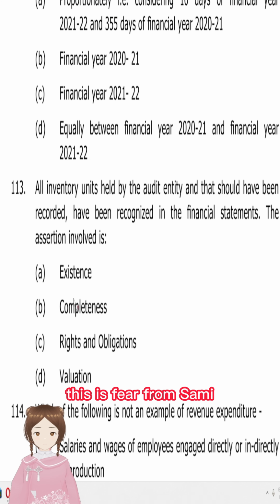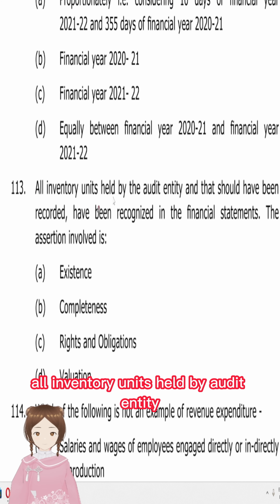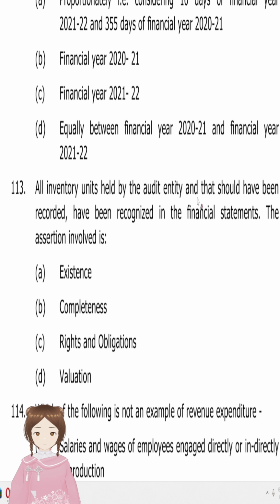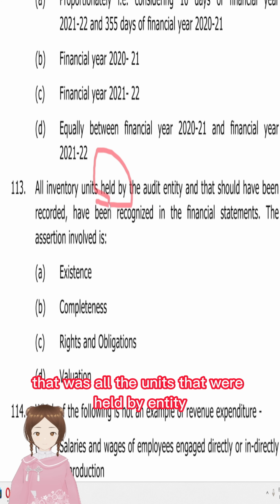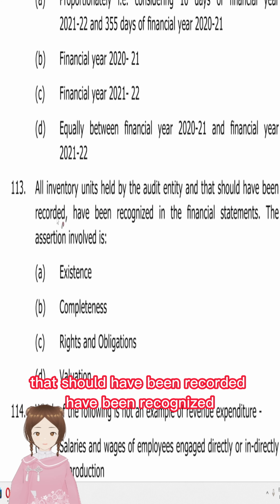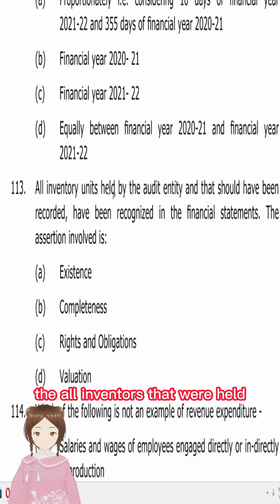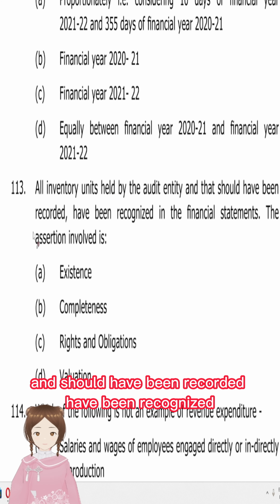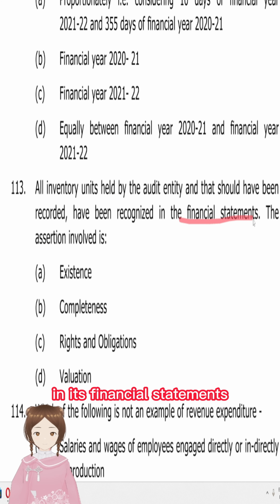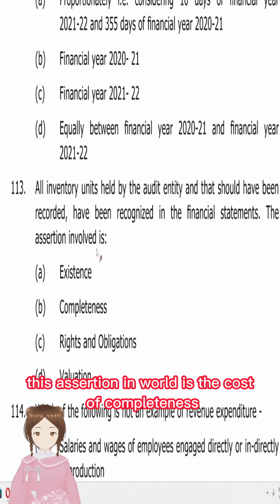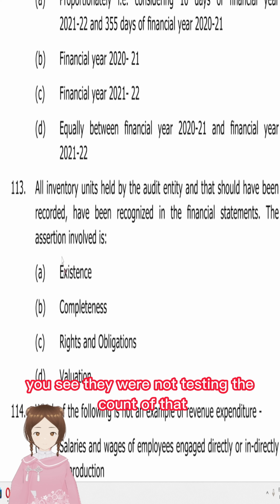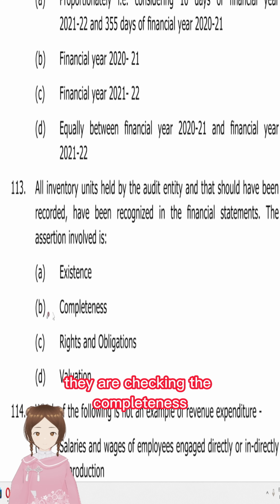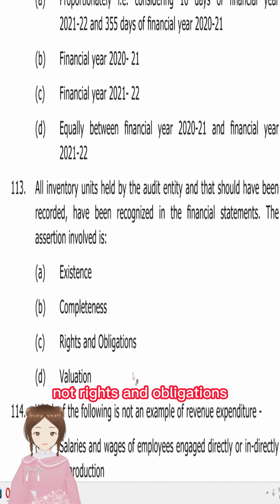Hey Samfam, this is Shreya from Samaya, MCQ 113, CA Inter. All inventory units held by the audit entity, that should have been recorded, have been recognized in its financial statements. This assertion involved is completeness. They were not testing the count. They are checking completeness, not rights and obligations.